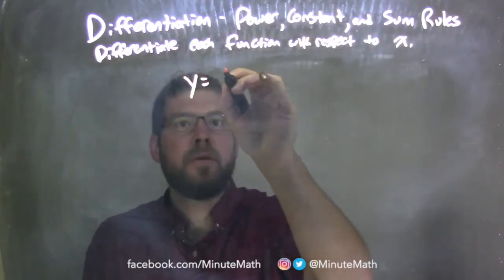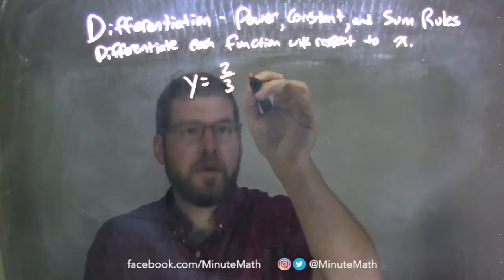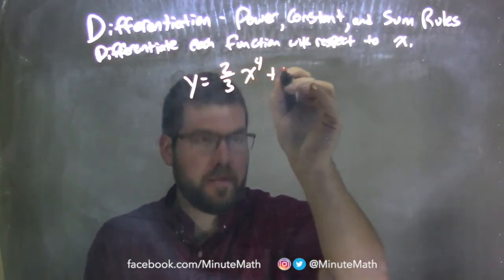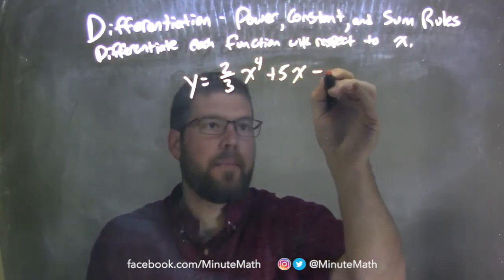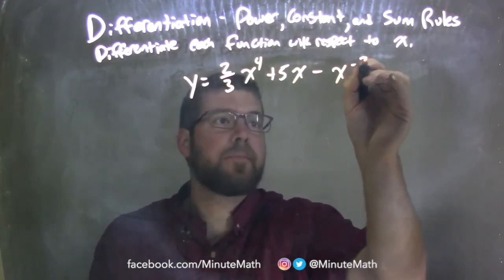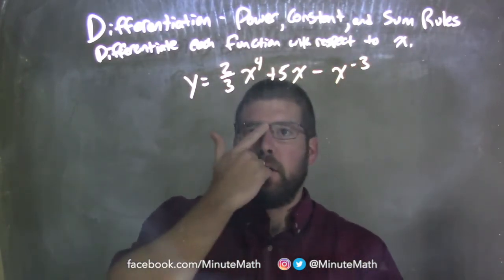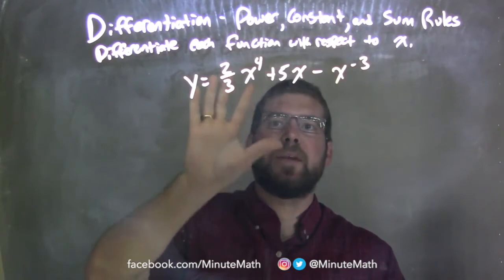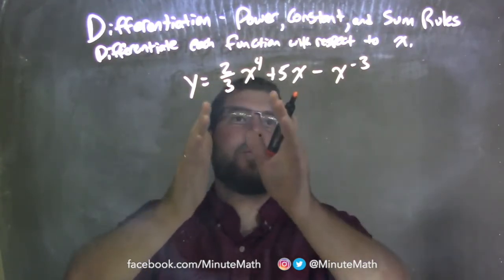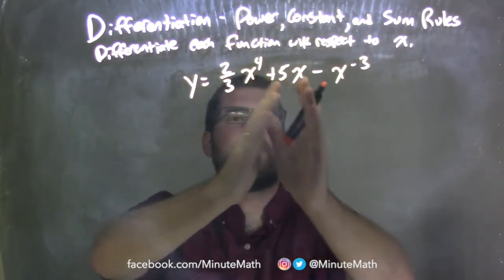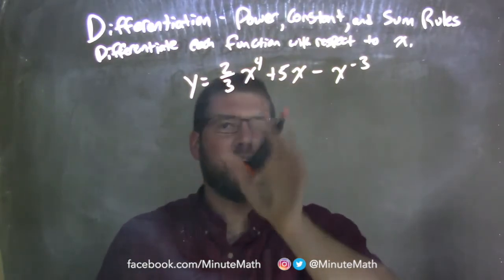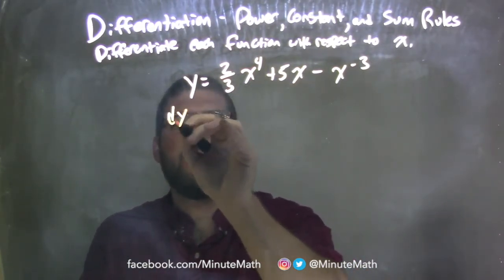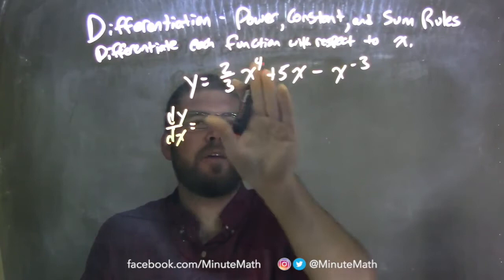y equals 2/3 x to the 4th plus 5x minus x to the negative 1/3. Okay? So this one, I'm really using the sum rule and the power rule. All right, so power rule. So what we're going to do is use the power rule for basically each term here. So when I take my derivative, dy dx, I'm going to think of the power rule of each part individually.